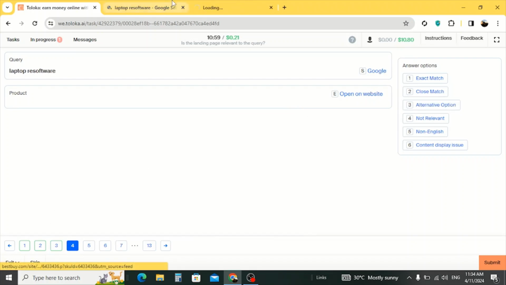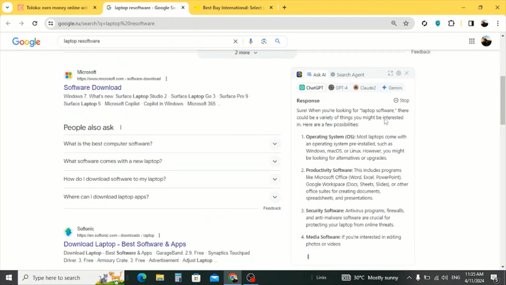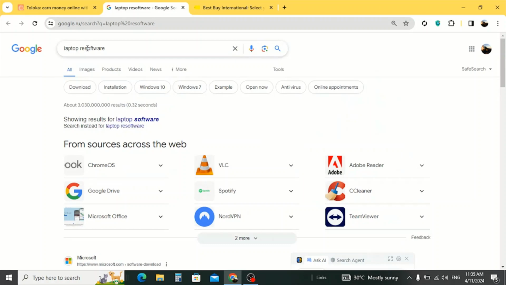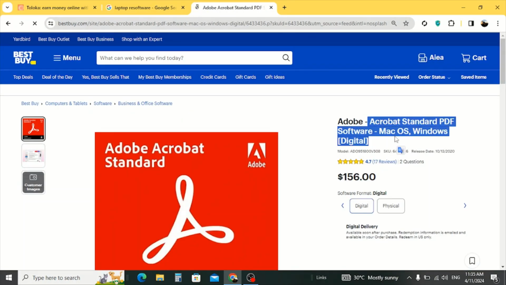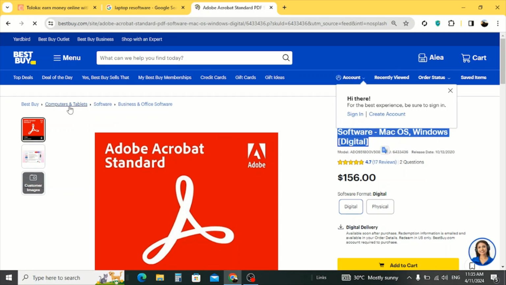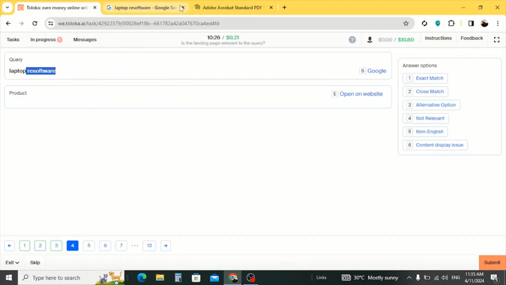Then laptop re software. This re is a typographic error. The user is looking for laptop software. Adobe Acrobat Standard PDF software. But here it is not clear which software, computer and tablet software. It is software, it is for laptop, but this re software is confusing. So in any case, if Google and other sources are offering it as a typing mistake, then you should go for exact, because at the end it is a laptop software.